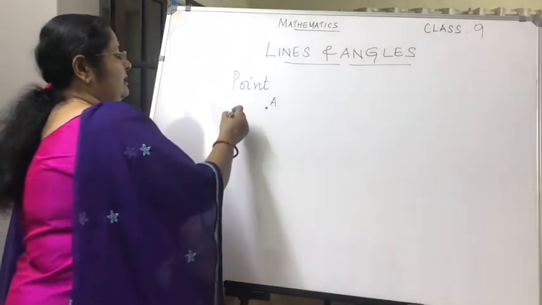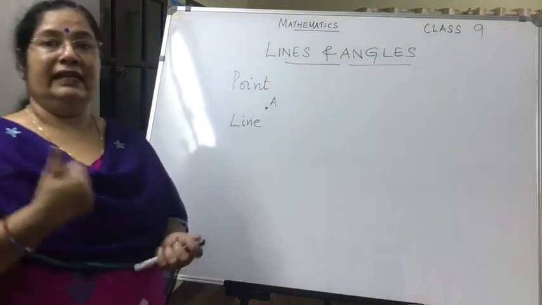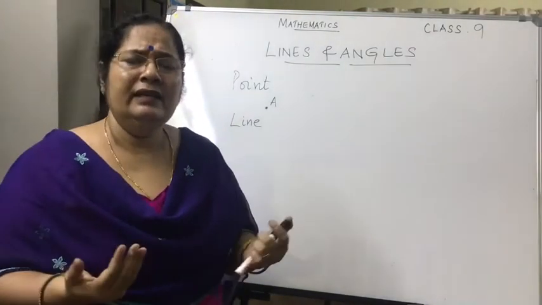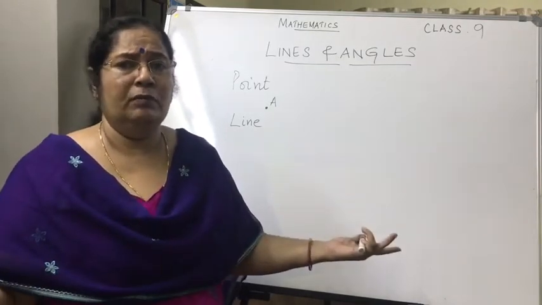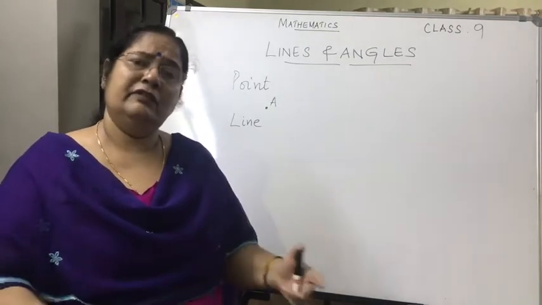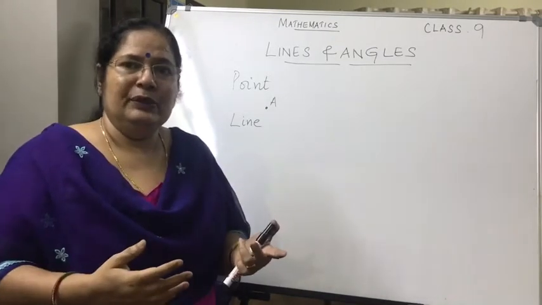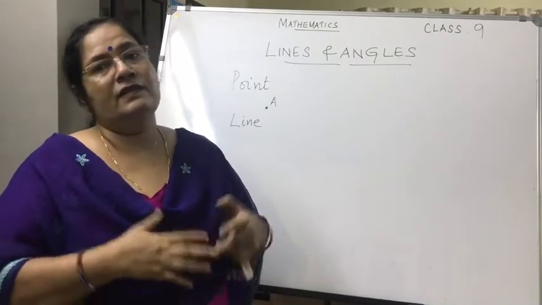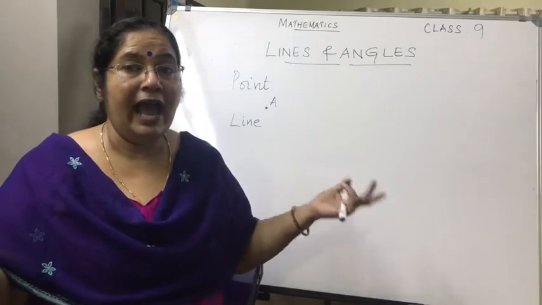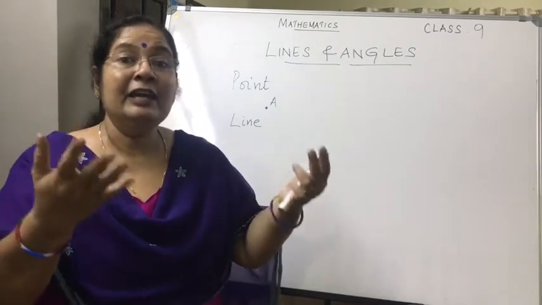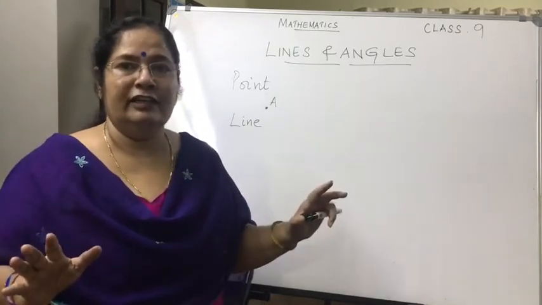Now the second thing is a line. What is a line? A line is something which extends infinitely on both sides. Other than this, can we give any other definition for a line? Because there is no clear definition for a line either. It does not have any endpoints. There's no start and there's no stop for a line.